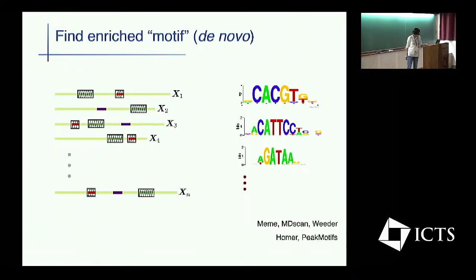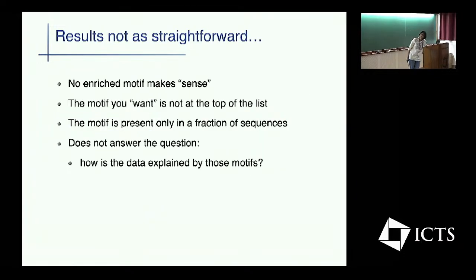Okay, so the problem is that the results that you get from these methods are not always straightforward. Sometimes no enriched motifs make sense, or the motif that you want, what you have profiled, is not at the top. And then you have to explain the other motifs in there. And also, this formulation does not really answer the question, how is the data really explained by all those motifs? You're not really answering that question.